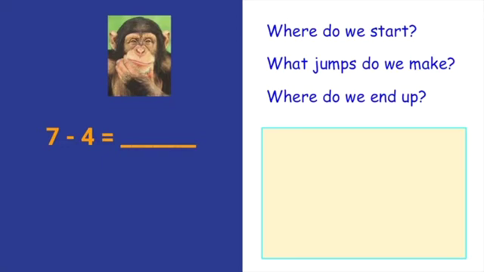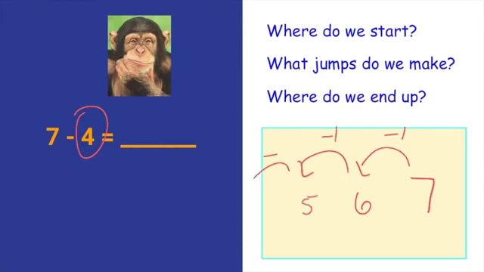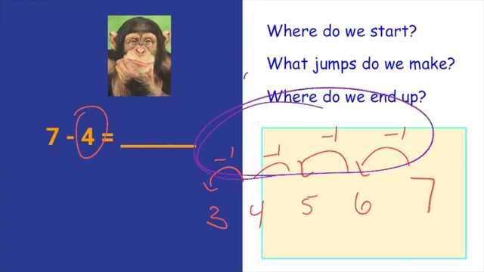You can break that into 2 hops to get to 5 and then 3. You could even break that into 4 hops if that's where you feel comfortable. 7, we want to break this into ones, so minus 1 gets me to 6, minus another 1 gets me to 5, minus another 1 gets me to 4, minus another 1 gets me to 3. We want to make sure that our hops add up to 4, that they add up to that number.